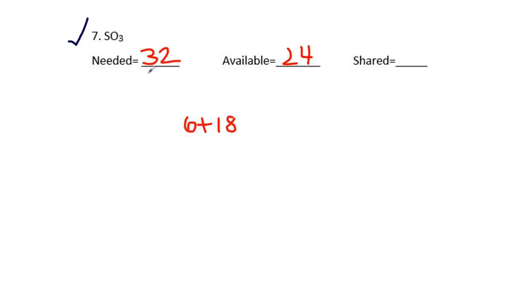That's not enough. I wish I had 32. 32 minus 24 is 8. So I don't have enough. Okay, so how am I going to do that? Sulfur trioxide, we're going to assume the sulfur is probably in the middle, and then I got 3 oxygens around it. I'm going to share 8 electrons, right? So let's go ahead and share them.